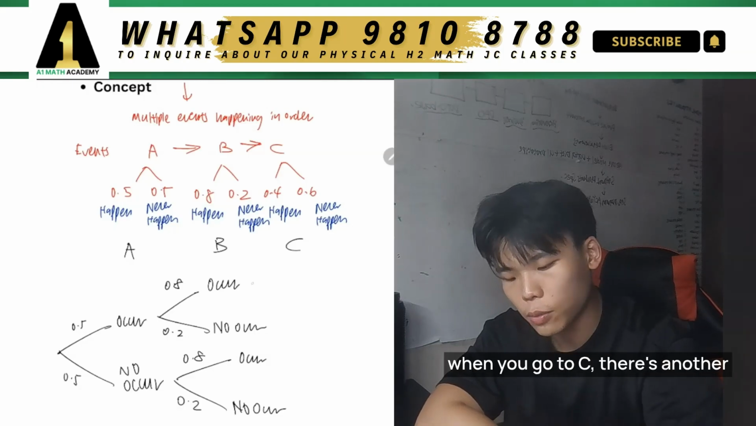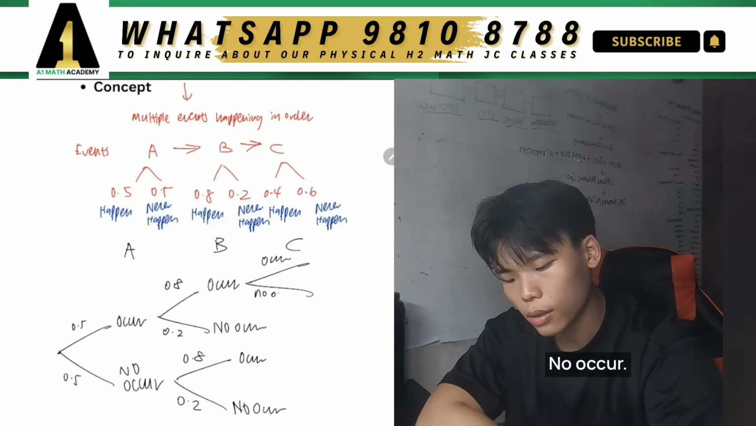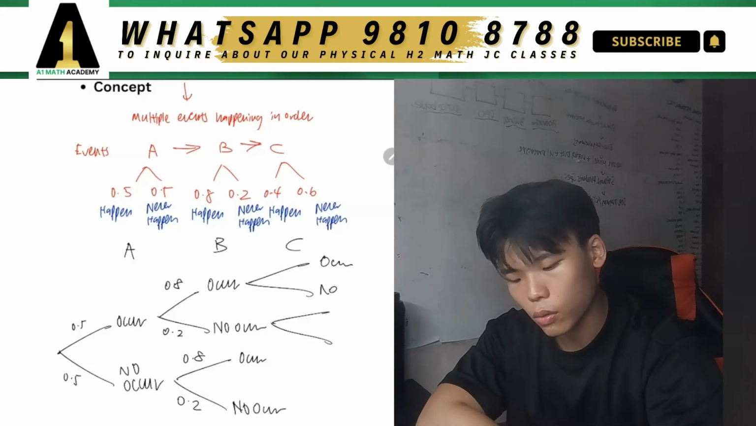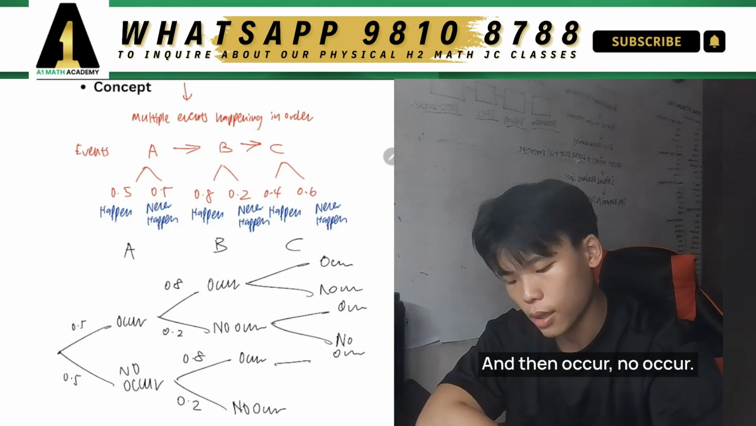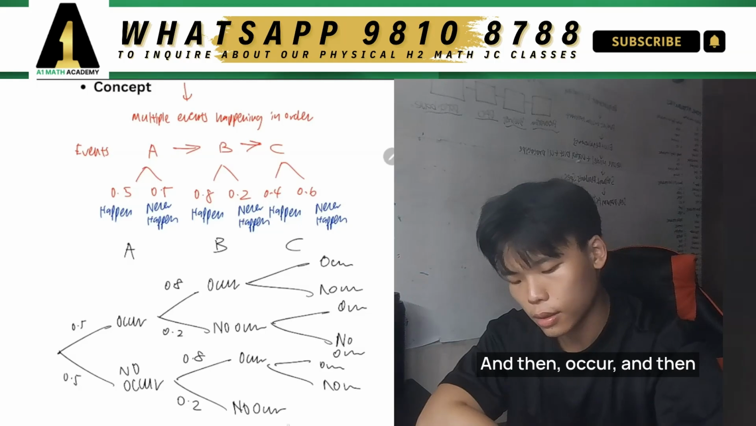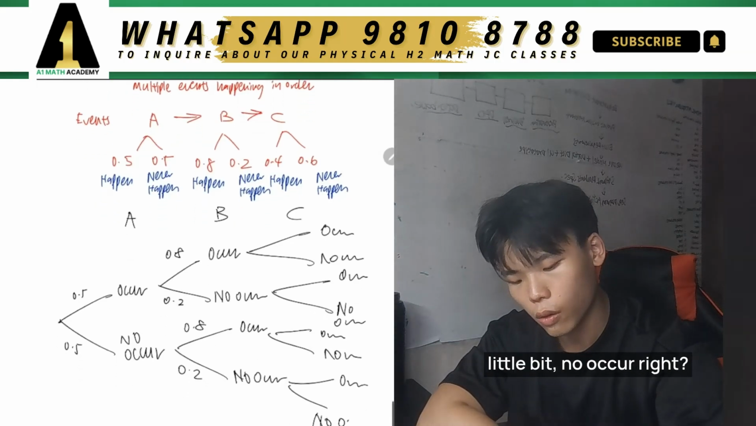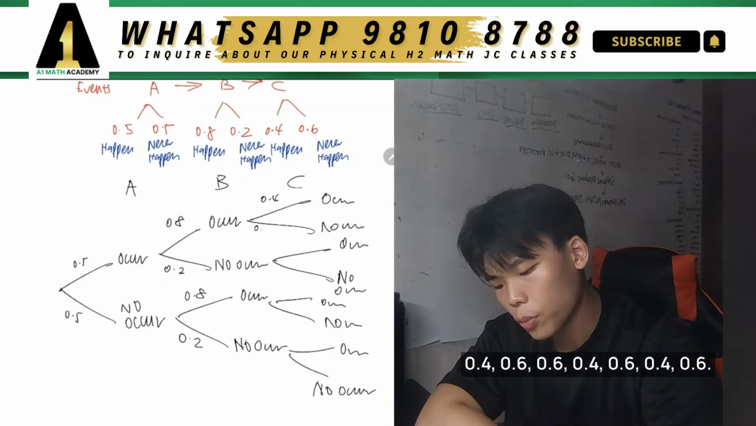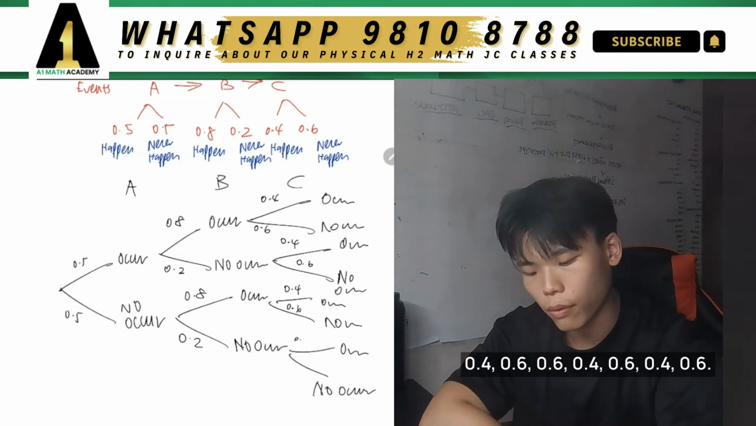And then last but not least, when you go to C, there's another two possibilities here. It can occur, no occur. Same thing here, you can split here. So this is occur, no occur, occur, no occur, and so on, and I just draw it down a little bit to save us some time. And then over here is 0.4, 0.6, repeated for each pair of branches.